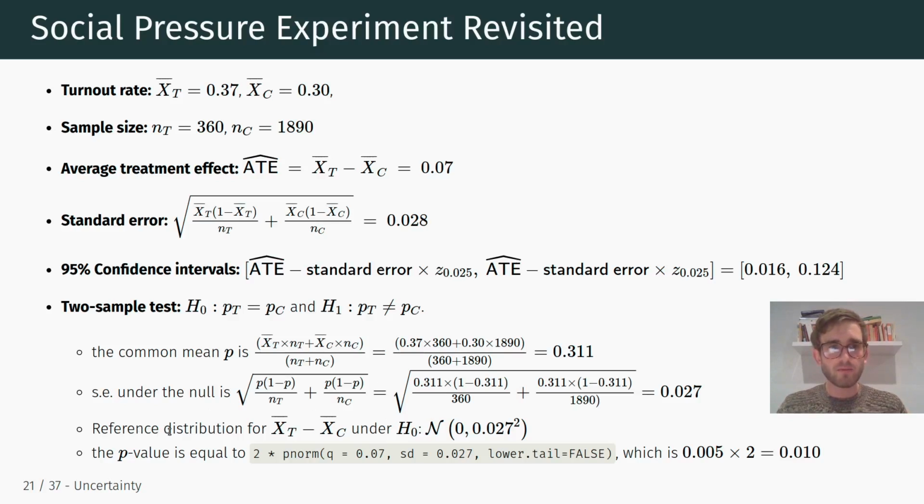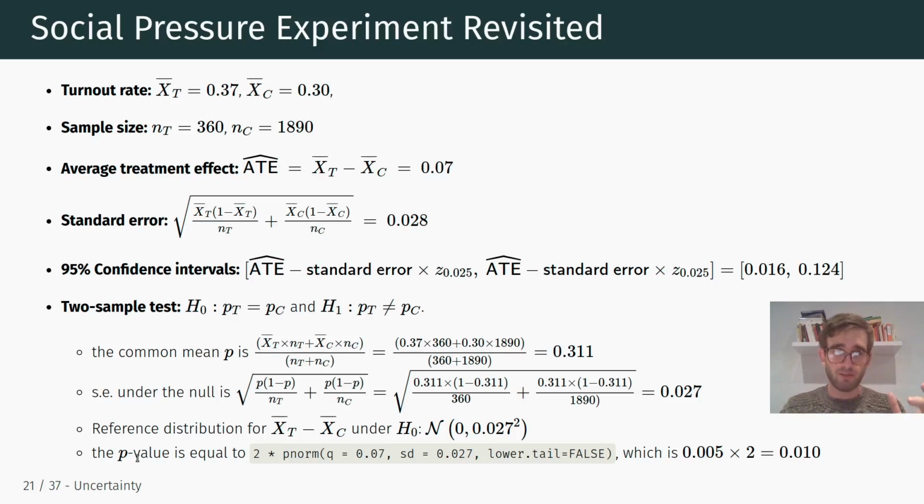Then based on the standard error and this common mean, we can specify a reference distribution for xt bar minus xc bar, the difference between xt and xc. That difference under the null hypothesis follows a normal distribution with mean 0, of course, because we are assuming that pt and pc are equal, so the difference between the two is equal to 0, and a standard deviation of 0.027, or a variance of 0.027 squared.